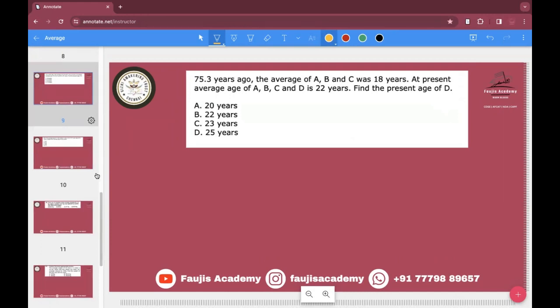Okay, sir. In the question, they mentioned 3 years ago, the average age of ABC was 18 years. At present, the average age of ABC and D is 22 years old. Find the age of D.